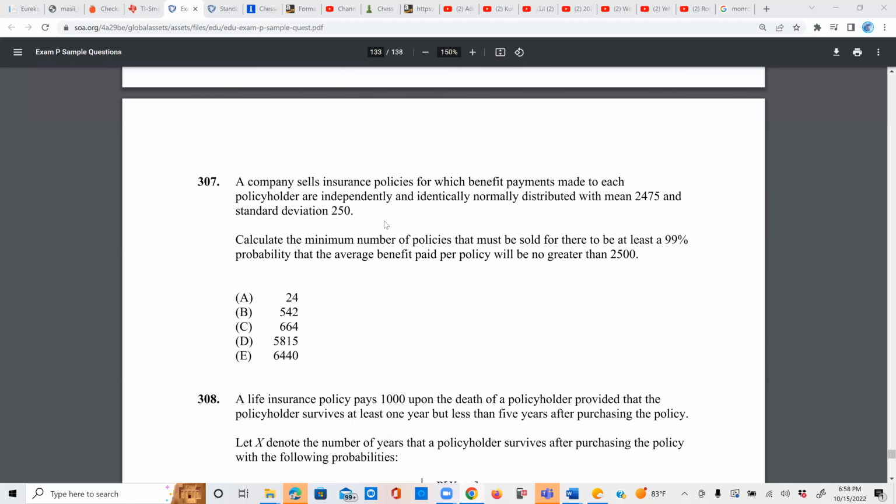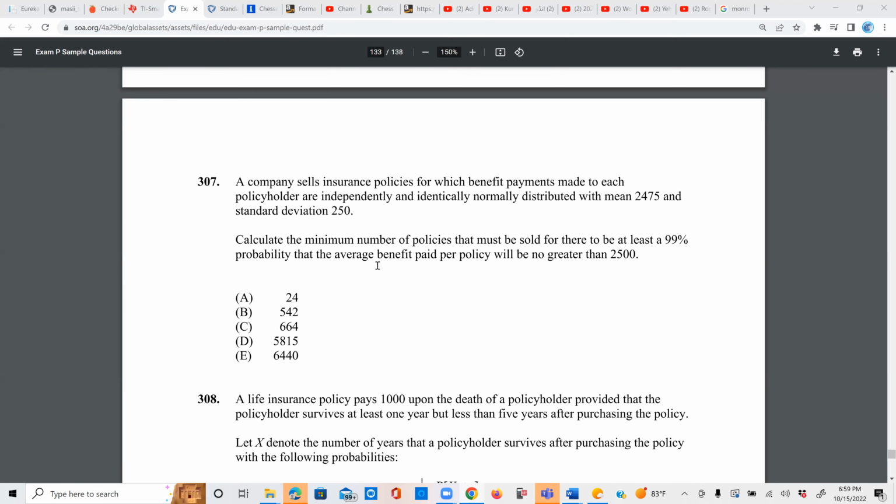A company sells insurance policies for which benefit payments made to each policyholder are independent and identically normally distributed with mean 2475, standard deviation 250. Calculate the minimum number of policies that must be sold for there to be at least a 99% probability that the average benefit paid per policy will be no greater than 2500.